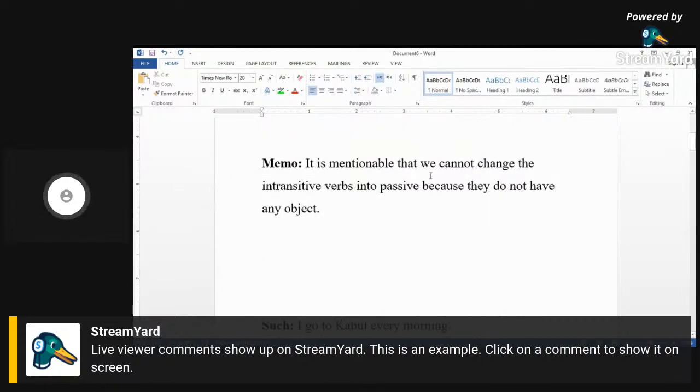It is mentionable that we cannot change the intransitive verbs into passive because they do not have any object. We have transitive verbs and intransitive verbs.